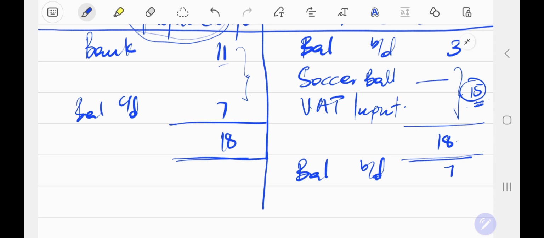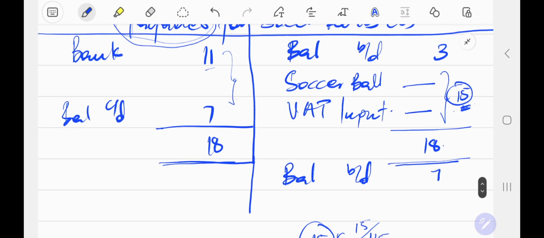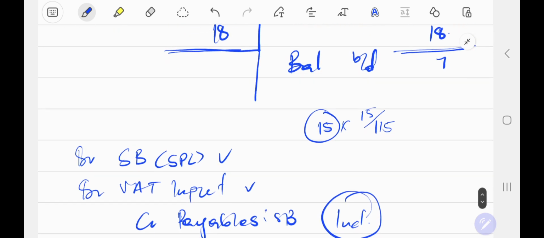So the total amount here, including VAT, is going to be 15. So you need to record the soccer balls amount, and then you need to record the VAT amount here. So you'll say 15 times 15 over 115. Why? Because this amount is the amount for soccer balls and VAT input. Can you see? So we'll say 15 times 15 over 115 is going to give us, let's say, 2, right? Because I'm getting 1.95. Let's use 2. So this is your VAT.